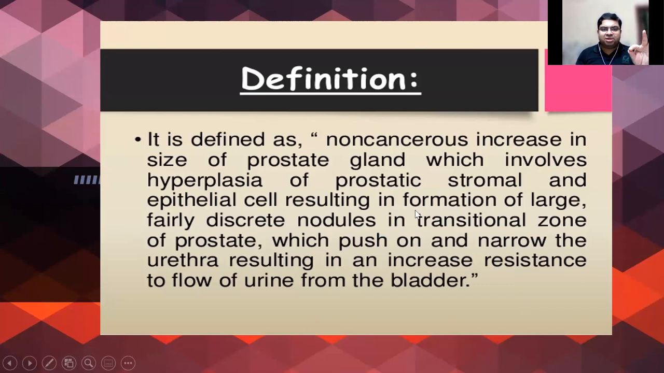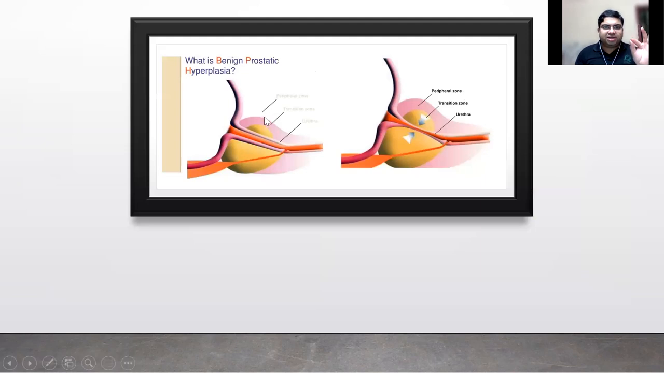Now, this is what really happens. Let me tell you, this is the picture. The peripheral zone is 65%, the central zone 25%, and 10% is normally the transitional zone. But this increases in size as the patient ages because DHT increases, because estrogen increases, and it compresses upon the urethra. The surgical capsule is more over here. It compresses and stretches the urethra. It narrows it down and makes it a slit.